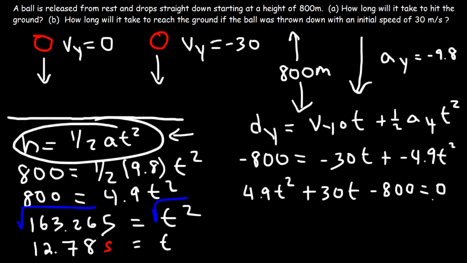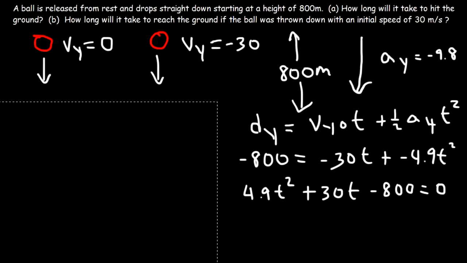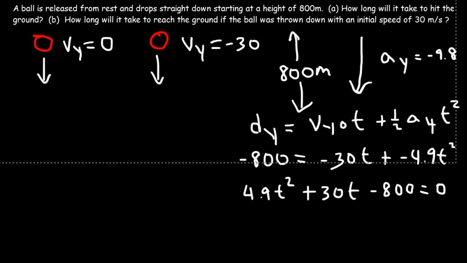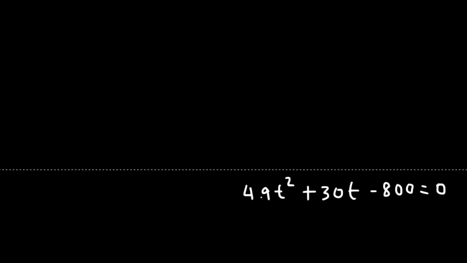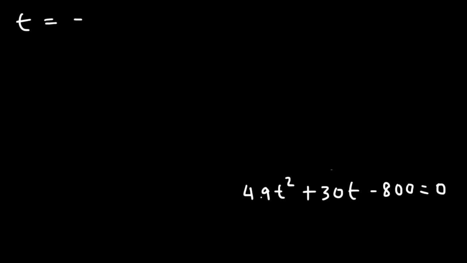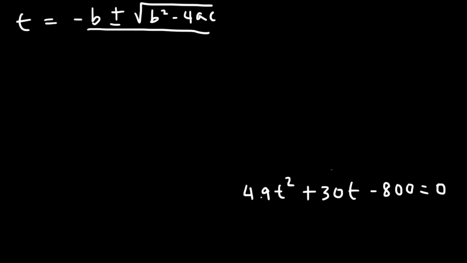As you can see, we have a quadratic equation in standard form. To solve for t, we need to use the quadratic formula. So let's make some space first. So here's the quadratic formula. t is equal to negative b plus or minus the square root of b squared minus 4ac, divided by 2a. So a is 4.9, b is 30, c is negative 800.